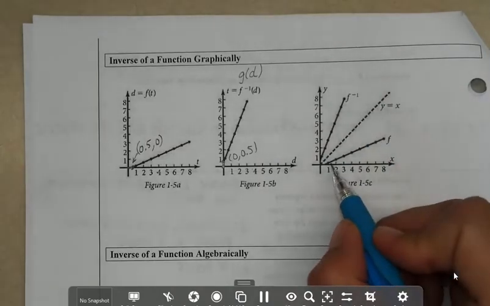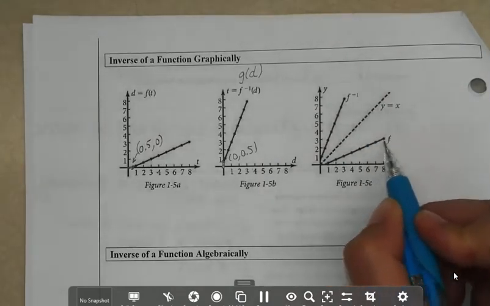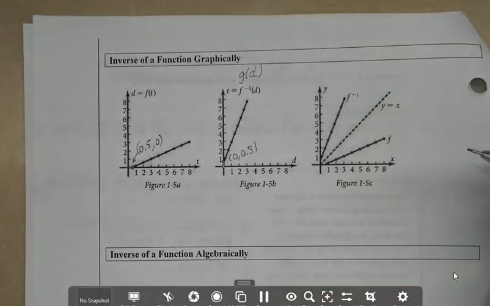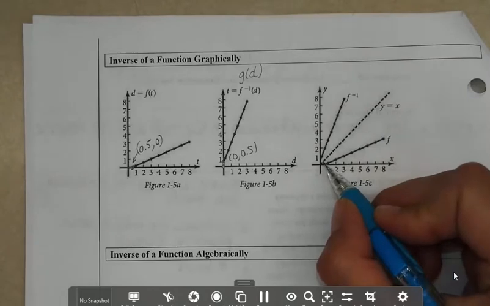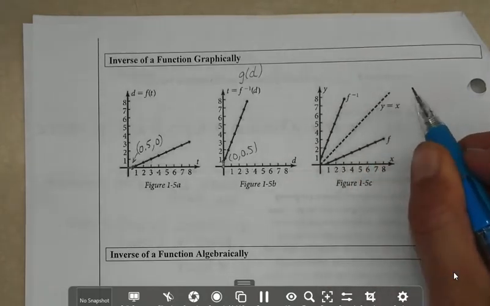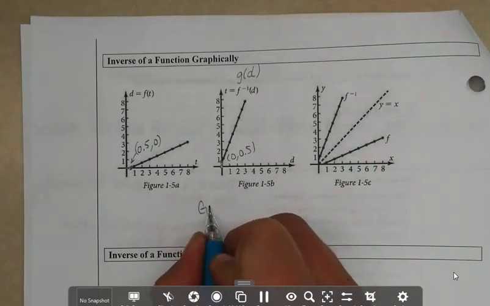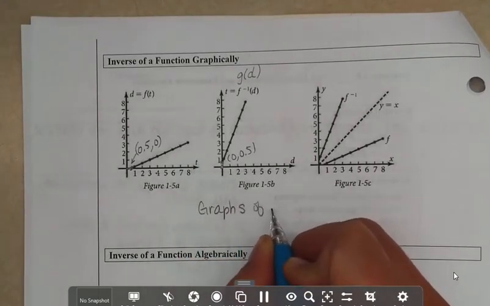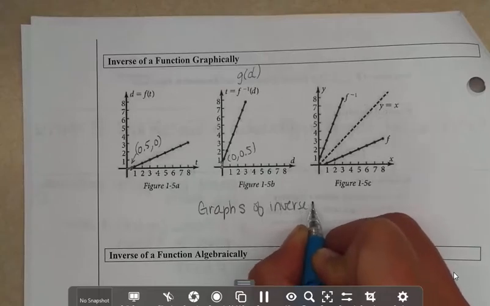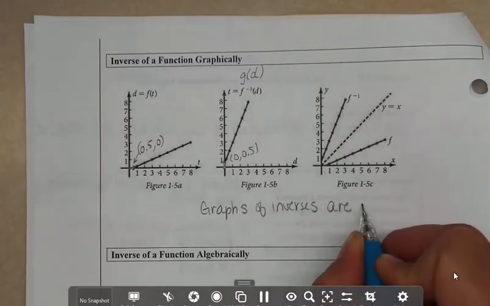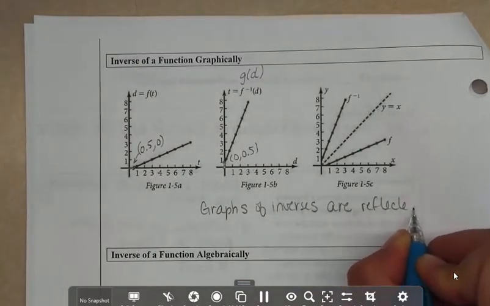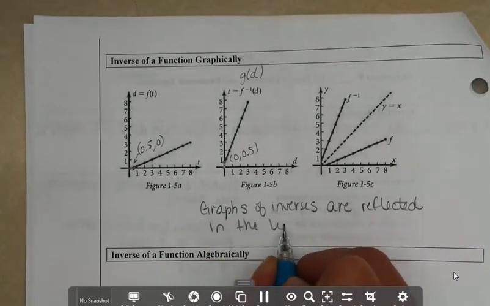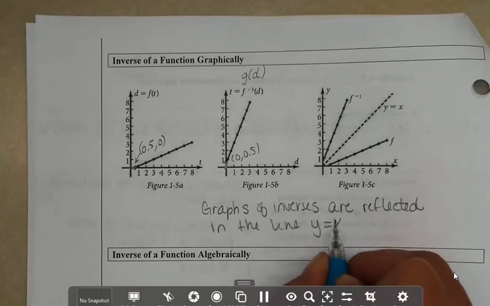And when we graph these two, we have our original function f and its inverse, which is function g, then we should notice that they are reflected in the line y equals x. So anytime we're dealing with the graphs of inverses, they are reflected in the line y equals x.